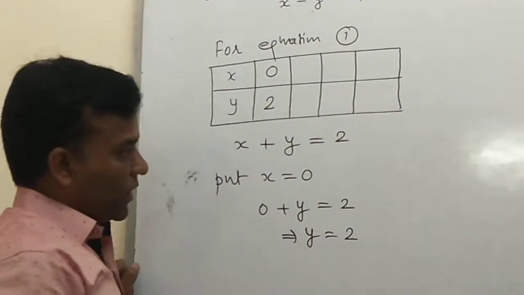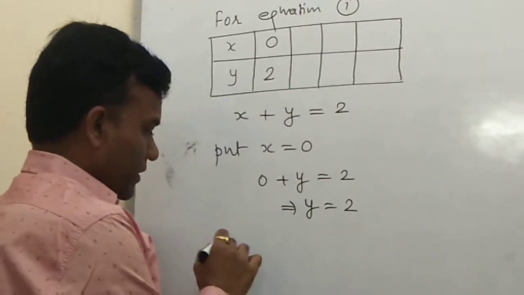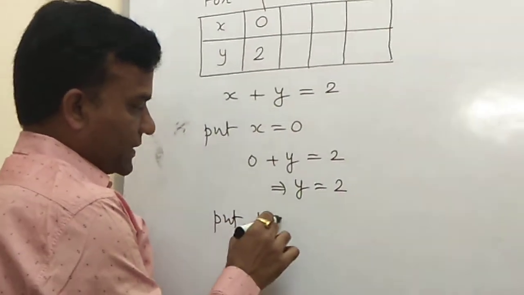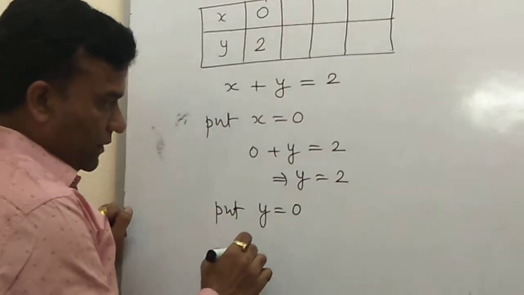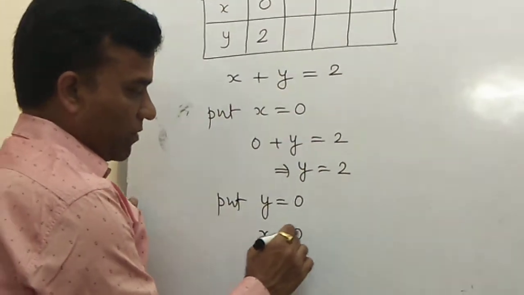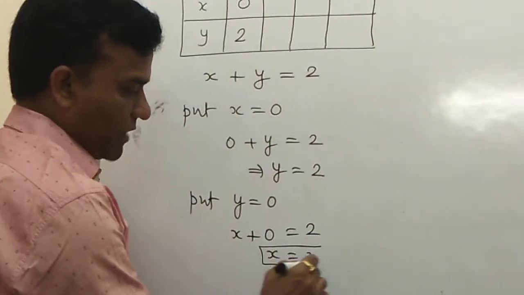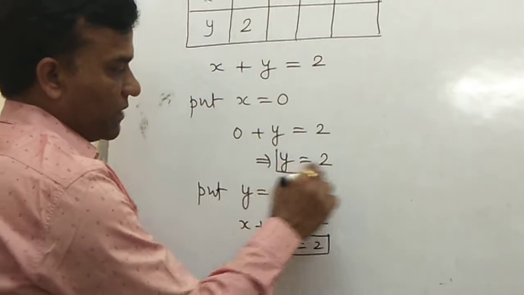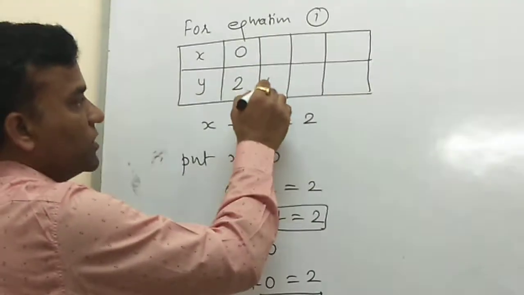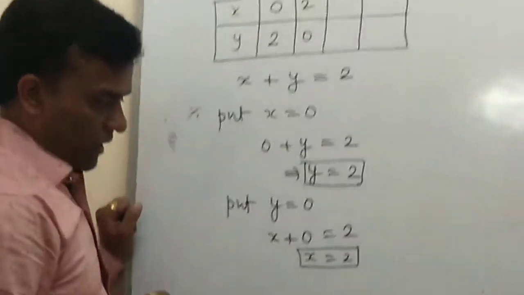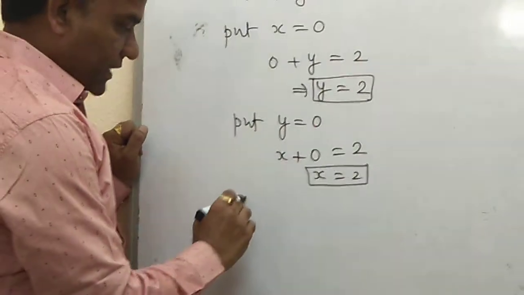So you write down here, if you put the value of x as 0, then the value of y is 2. Then similarly put another point on the axis: put y equal to 0, then x plus 0 equal to 2, which implies x equal to 2. Okay, we have the second point. Similarly, we have the first point here, where you put 0 and got 2. Now put x equal to 1.